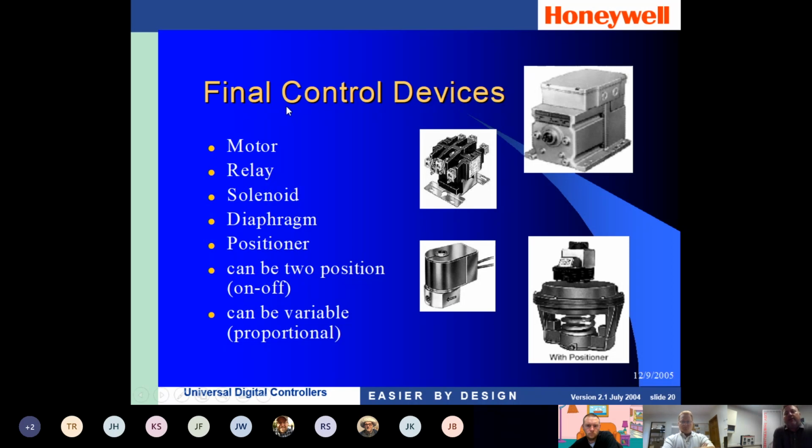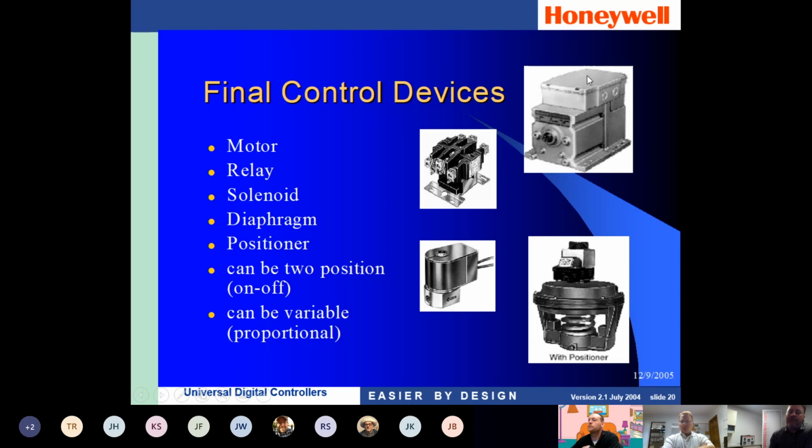These are the devices that are actually going to do your control. So once the controller receives the process variable from your sensor and compares it to a set point, it's going to make a determination on what level of output to provide the system in order to change that process variable. These are some pictures of some different final control devices that are out there in the field.